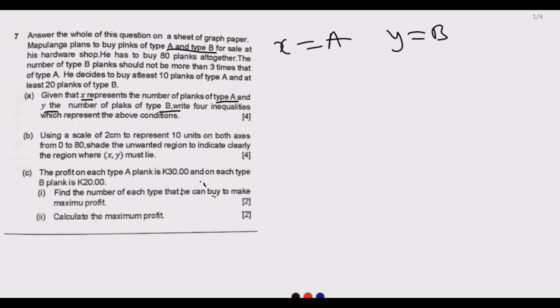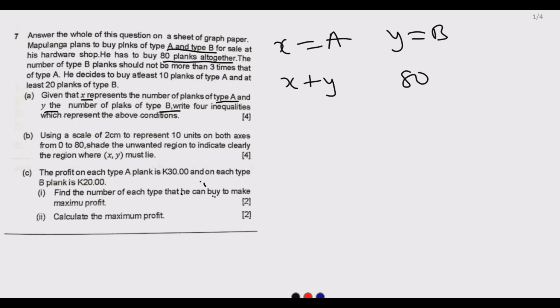So he has to buy 80 planks altogether. So in total, he can buy at maximum 80 together. What that tells us is, if type A, which is X, we add type B, Y, we put a box there, 80. If it's equal, it's 80, meaning he used exactly the budget, but he has options. He can buy 80 or less than 80.